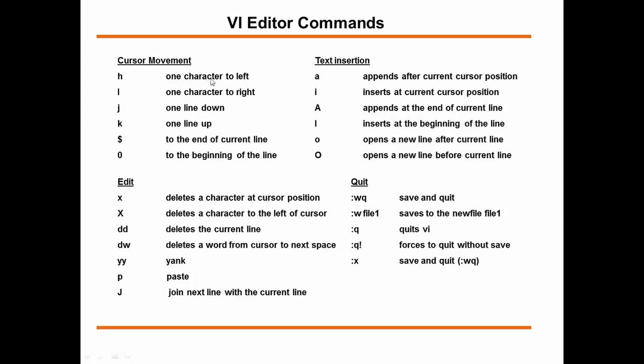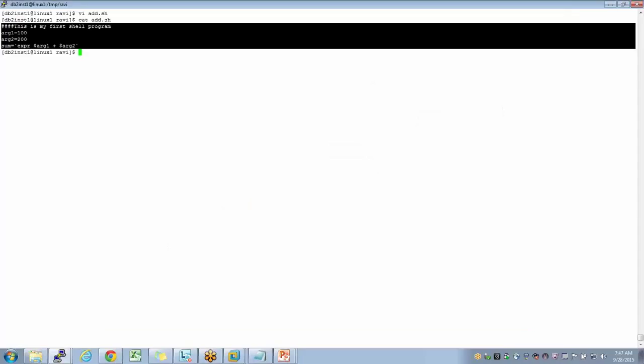H will move you one character left, L will move you one character right, J down and K up. Right. I mean, nowadays all the latest flavors will support up arrow, down arrow, but a Unix ideal guy will move using these options only. Let me open the file again. vi add.sh.